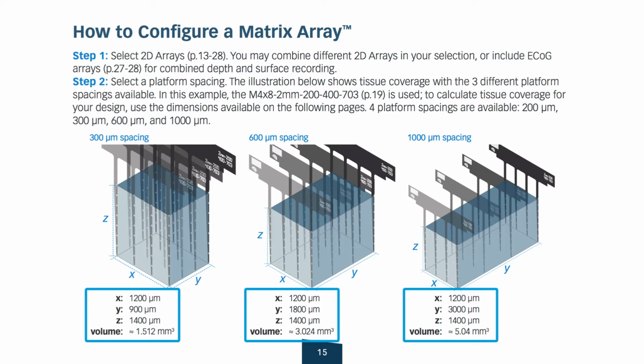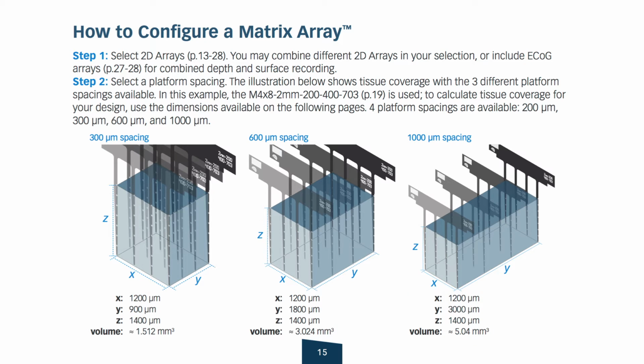Once you select your 2D array, then you can select the platform design, and the platform is what drives the Y dimension, the spacing between the 2D arrays. And it's interesting too, some people want very closely spaced arrays and they want redundant activity to show up on multiple sites. Others want as large a span as possible. They don't want any redundant activity across the array. So it depends on what your interests are.